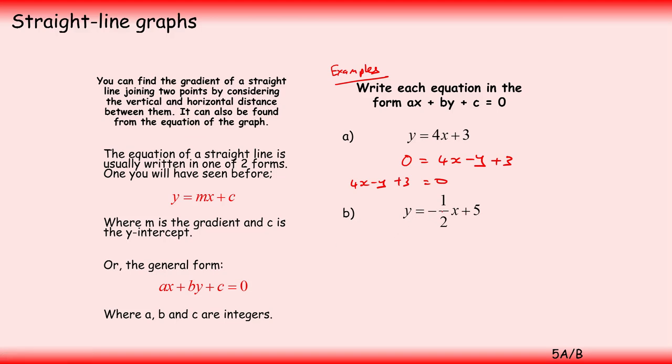Here, I'm going to bring everything over to the left hand side of the equal sign. Okay, that gives me a positive x term. So that leaves me with half x plus y minus 5 is equal to 0. Now, I've got a half x, but I want to have an integer term, no fractions. So I'm going to multiply everything by 2, which gives us x plus 2y minus 10 is equal to 0. And I have my general form. Okay, good. Hit pause, make some notes. When you're ready, hit play again.